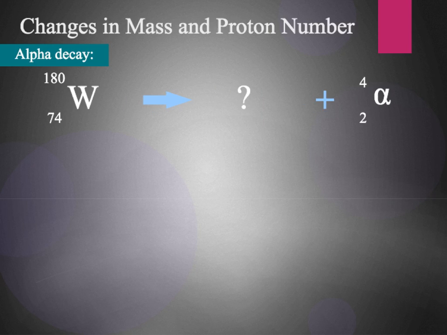Here is a second example of alpha decay. Here we have tungsten 180 going through alpha decay. I want you to pause the video and work out the atomic mass, the atomic number, and the name and symbol of the new element.